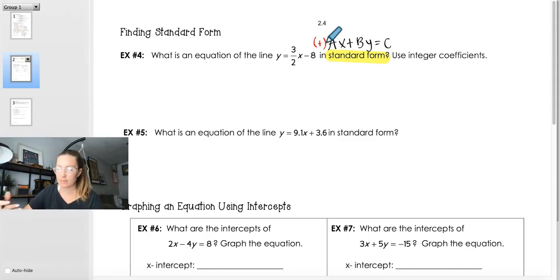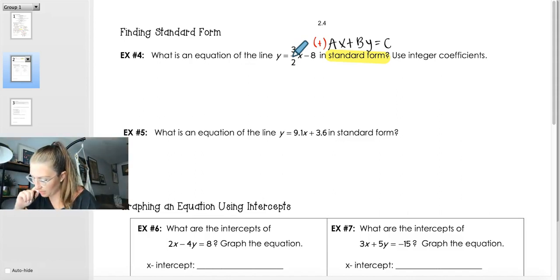Alrighty, so now we're going to take this equation and manipulate it. Oh, the other thing I need to mention: in standard form, a and b need to be integers. So, in other words, you're not going to have any fractions. If you have a fraction in your final answer for standard form, it is wrong. Alright, so I will show you guys how to make sure that you don't have those fractions or decimals. It needs to be an integer.